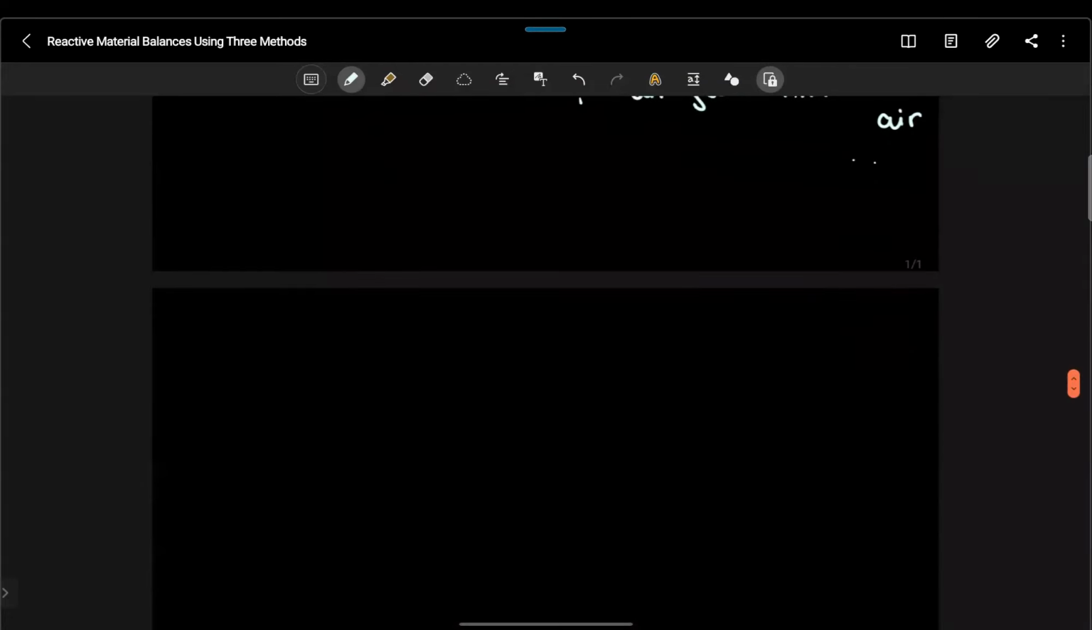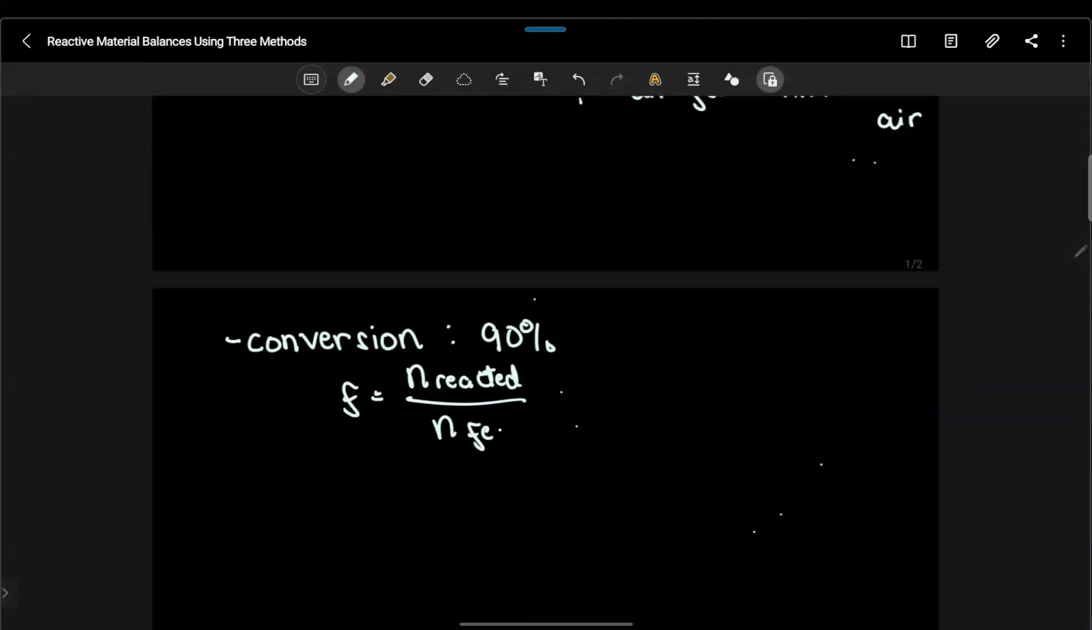But before we go to our methods, merong given kasi na conversion, okay, dun sa problem. And the conversion given in the problem is 90%. Okay? So naalala nyo paano kumuha ng conversion, di ba? F is moles reacted divided by moles fed. So 0.90 or 90% yung fractional conversion natin.